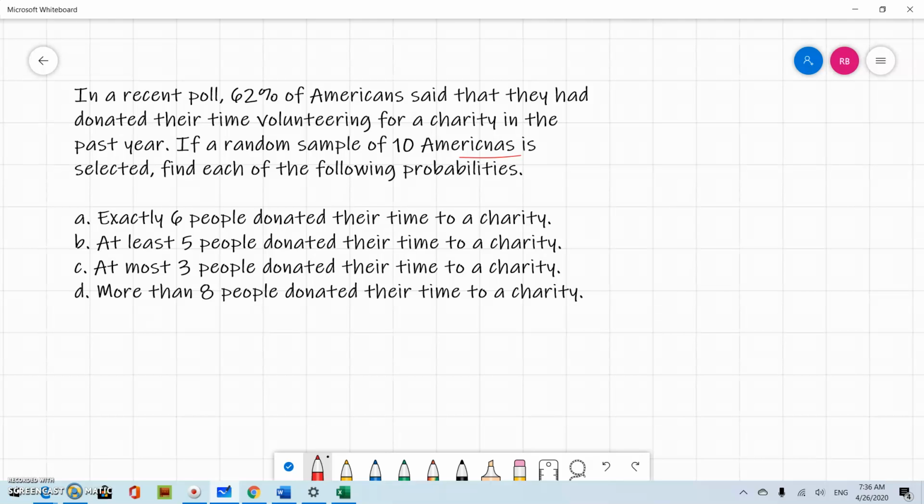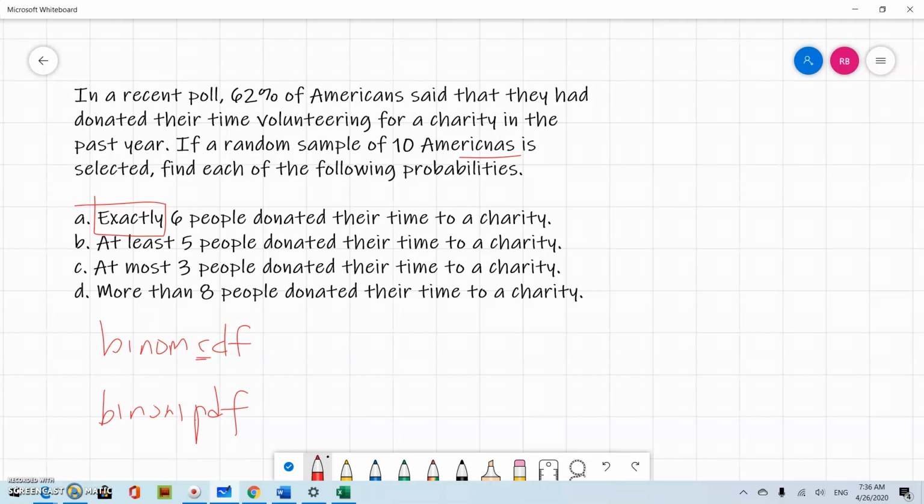This one would be easiest if you use a calculator, the binom CDF and PDF, things like that. I never taught you binom PDF. I only taught you binom CDF. CDF stands for cumulative, and PDF is just like a probability distribution. So whenever it says exactly, you can actually use binom PDF.